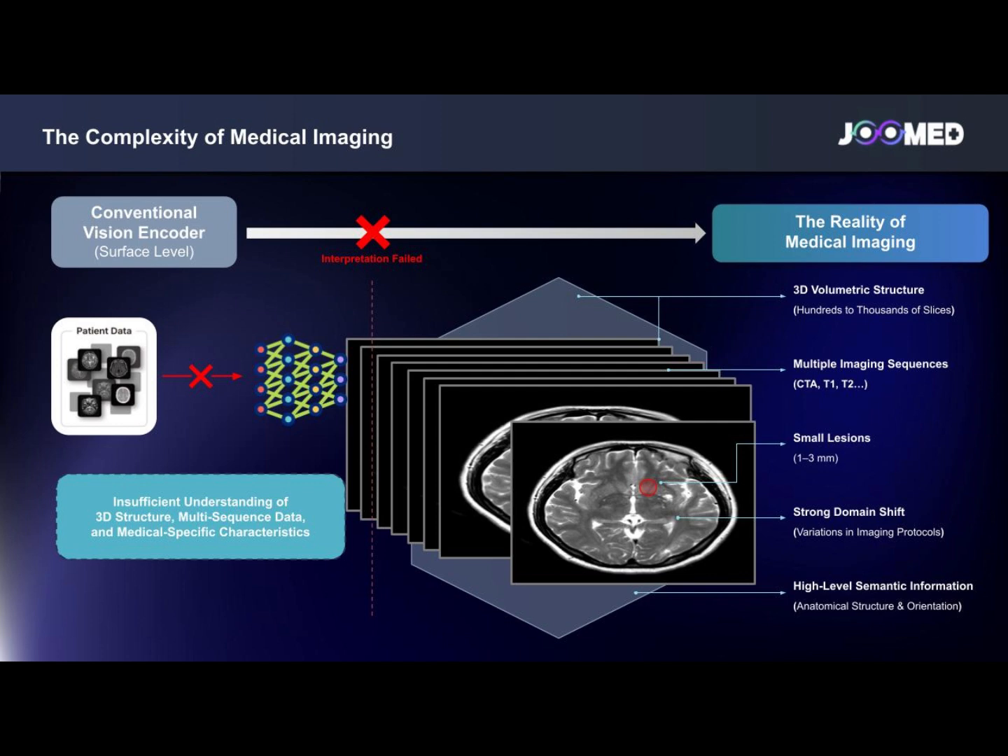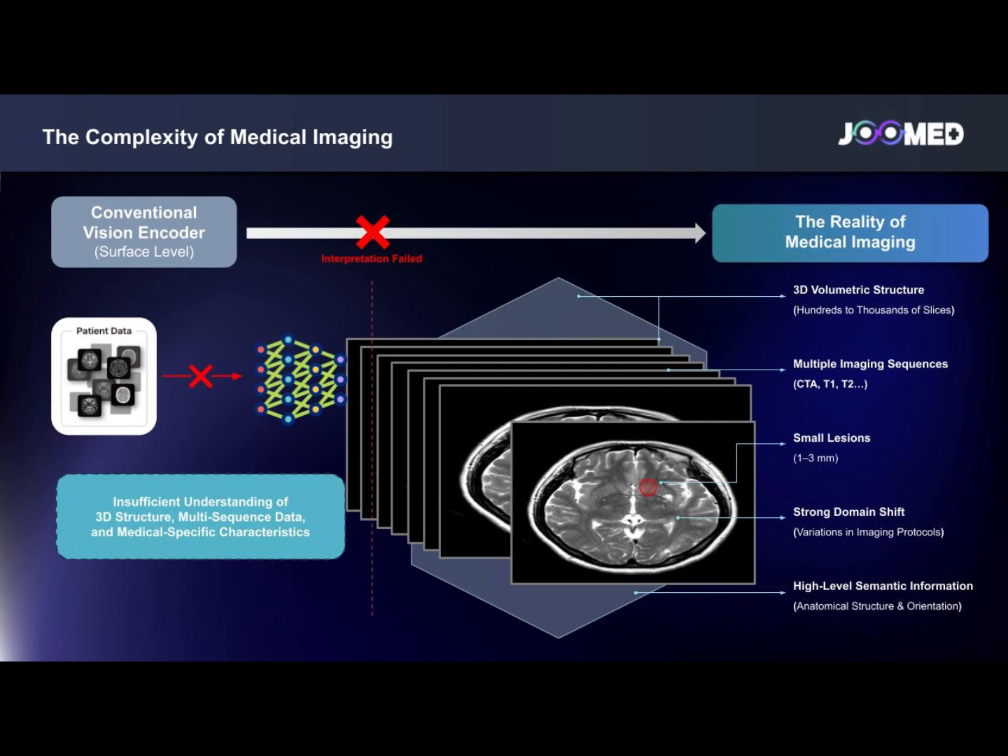Medical imaging has a fundamentally different structure from ordinary images. In particular, MRI and CT are not single images. They are 3D volumetric structures composed of tens to hundreds of stacked slices. Understanding the structural continuity, the context between slices, is essential to avoid missing even small lesions. It is high-dimensional biomedical data combining anatomy, physiology, and multiple signal types.